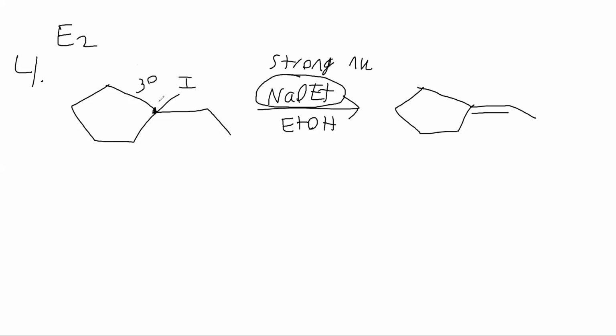If you see tertiary, you should think E2 or SN1 or E1, and then look at the nucleophile. If it were a weak nucleophile, it would have been SN1. But because it's strong, it's going to do E2. So what's the first step in an E2 mechanism? You guys should have learned this today.